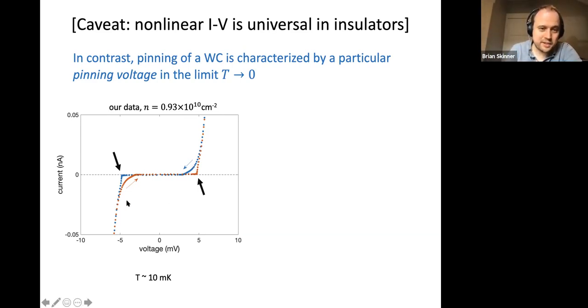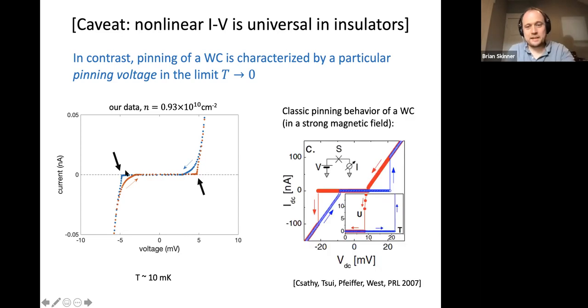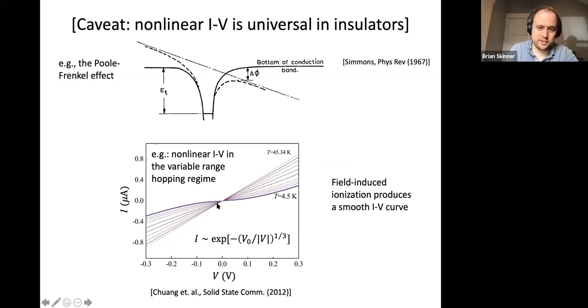Now, the two curves here basically correspond to whether you're sweeping the voltage from low to high or from high to low. And what you're seeing here is a kind of hysteresis. And in fact, it's known that Wigner crystals have this kind of hysteresis and this sharp pinning. So this is data for Wigner crystals in very strong magnetic field. This has been demonstrated before. And our data really looks much more like this than like what you'd expect from just a disorder-induced insulator.